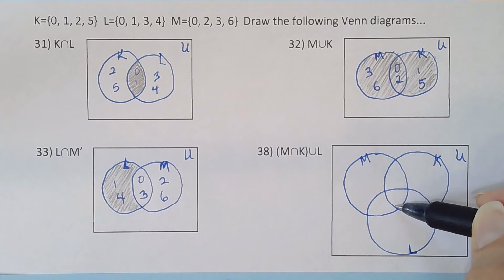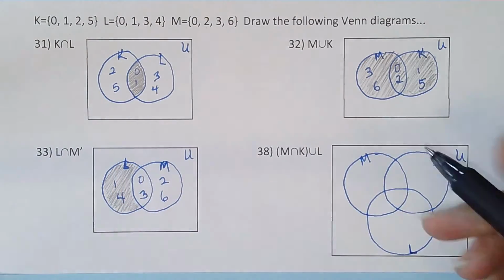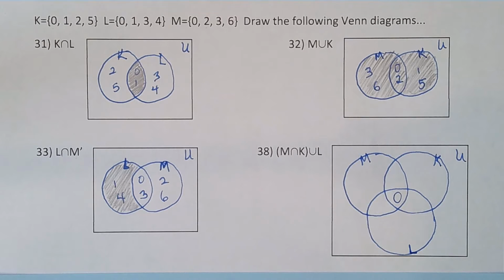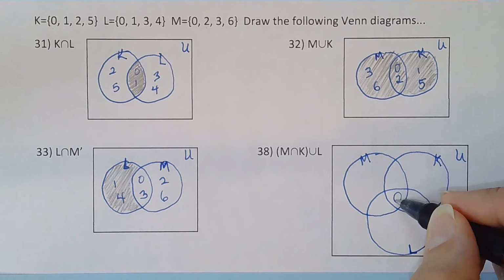All three of them are going to have the same element. And is there something that they all three have in common? If we look at this, they all three have 0. So I know 0 is going to be in each one of these circles, right? And that's going to be in this shared space right here.